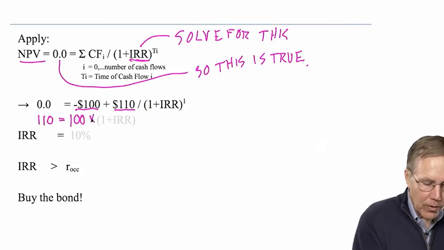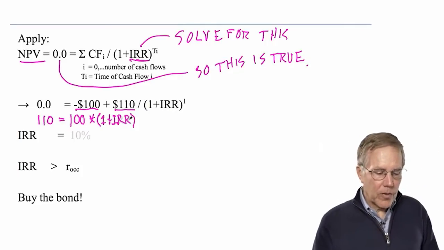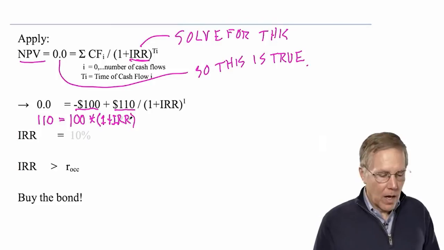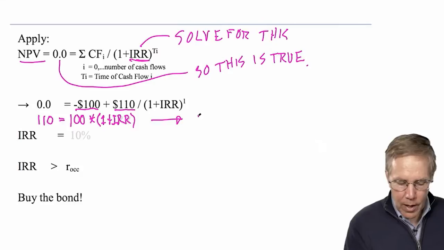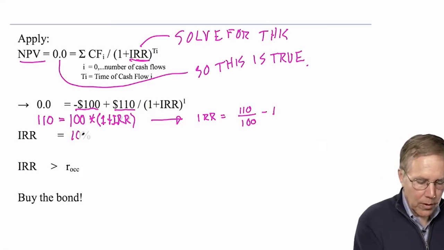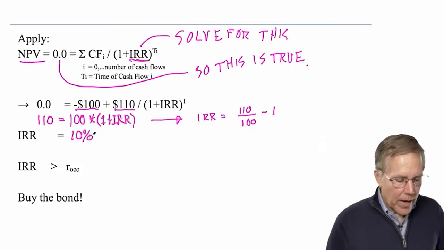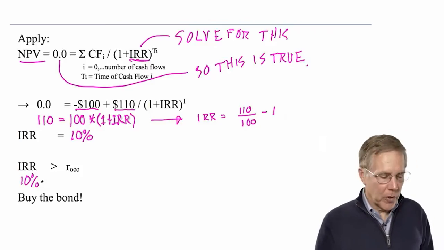110 is equal to, you should verify this, do the little bit of algebra required to do this. 110 is equal to 100 times 1 plus IRR, and that leads us to our IRR is equal to 110 over 100 minus 1, or 10%. Okay, our IRR is 10%. Our internal rate of return for this project, if we pursue it, is 10%.